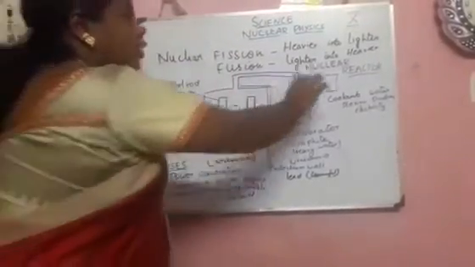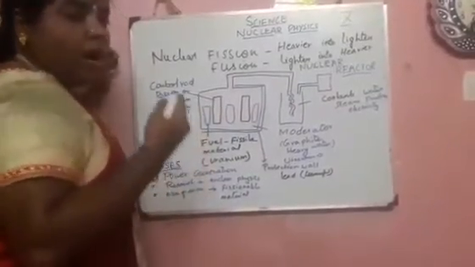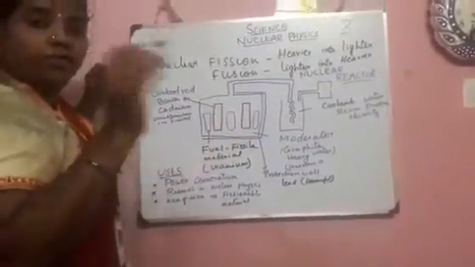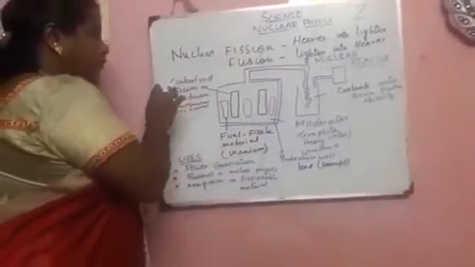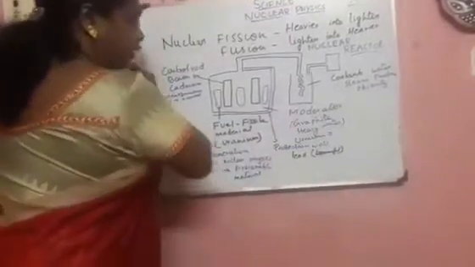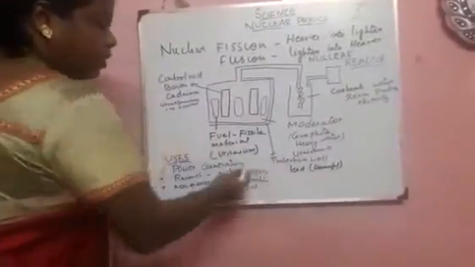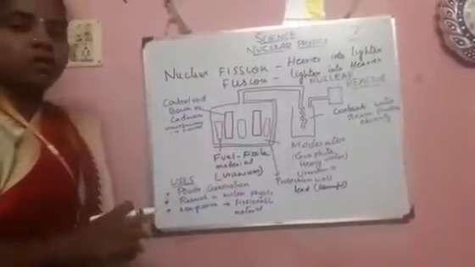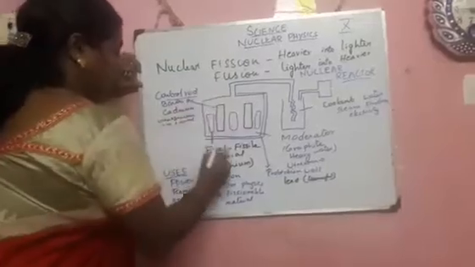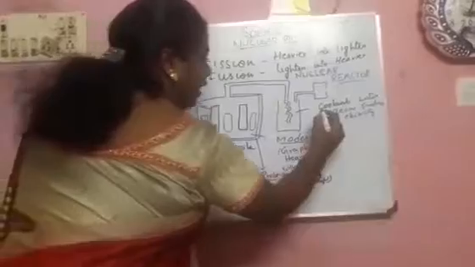Let's see the nuclear reactor. A nuclear reactor is a device which is helpful for the production of electricity. Before that, we have to see the components of a nuclear reactor. The first one is control rod, fuel, moderator and coolant, and protection wall. So these are the 5 components present in the nuclear reactor.